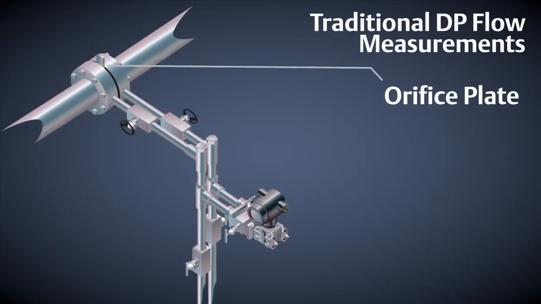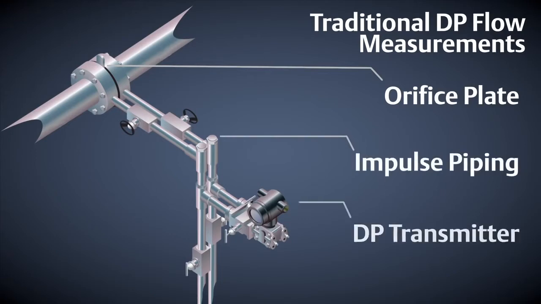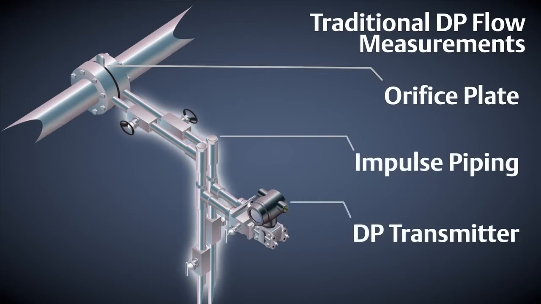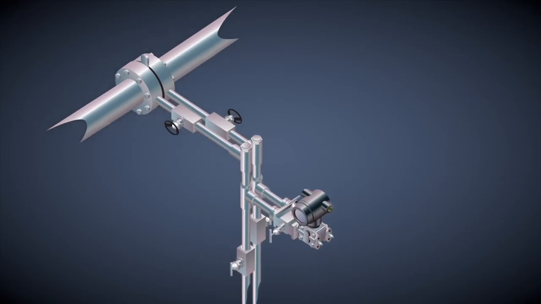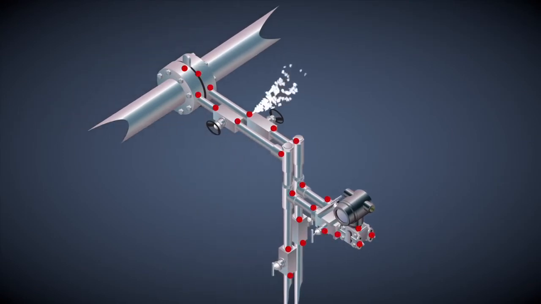Traditionally, transmitters were connected to the process with external impulse piping. Impulse piping is a major expense and gives opportunities for multiple leaks and creates unnecessary safety hazards by adding extra valves and manifolds to the process connection.